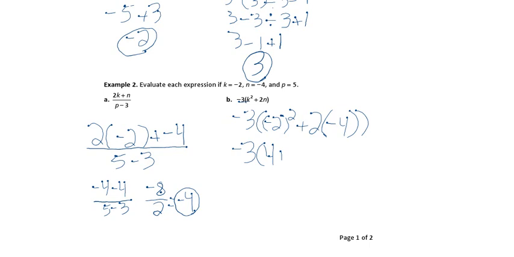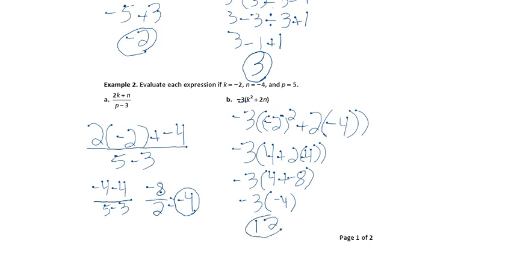And I got plus, and I'll just take it one step at a time. So next, inside my parentheses, I would work on multiplication. So this 4 stays the same. 2 times -4 is going to give me a -8. Next, inside my parentheses, I would do the addition. Well, 4 plus a -8 is -4. And then -3 times -4 gets me an answer of 12. So that's it for page 1 of these notes.